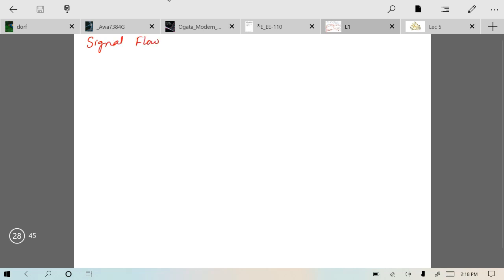Signal flow graph models. Just like a block diagram, signal flow graph models are another way to represent any process, any signal, any batch process in an industry or in any system. You can represent any system in terms of a block diagram or in terms of a signal flow graph model.